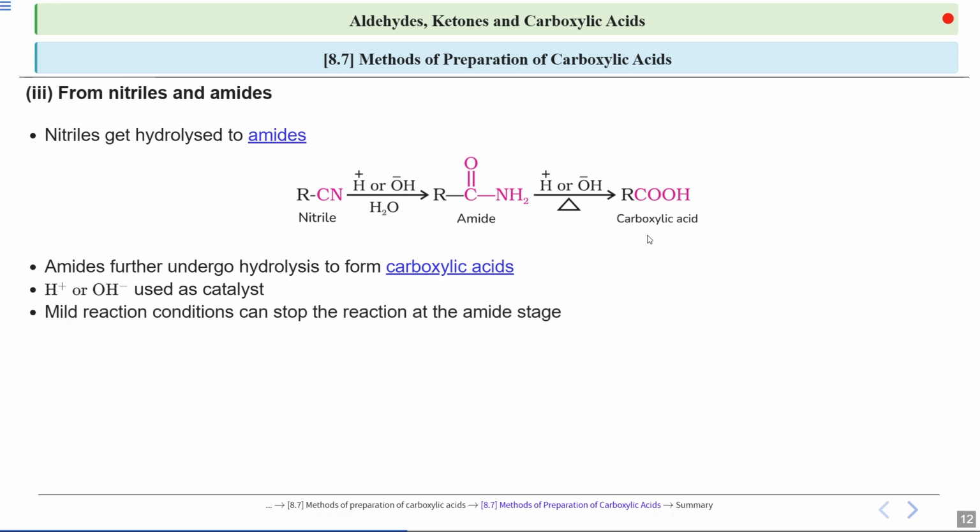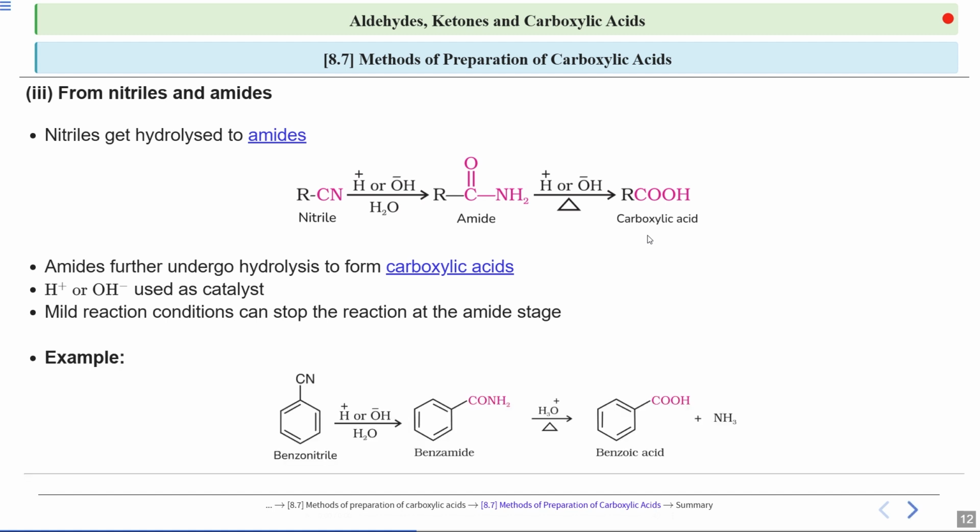Now if the reaction conditions are mild, then we can actually stop the reaction at the amide stage. This is useful if we specifically need amides for further chemical synthesis. So if you are using milder conditions, the nitrile will be hydrolyzed to the amide and the reaction will stop at this stage only. It won't be further hydrolyzed to give carboxylic acids.